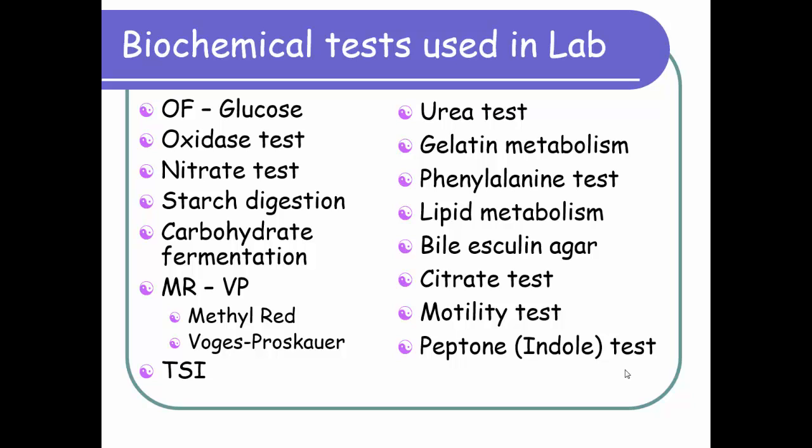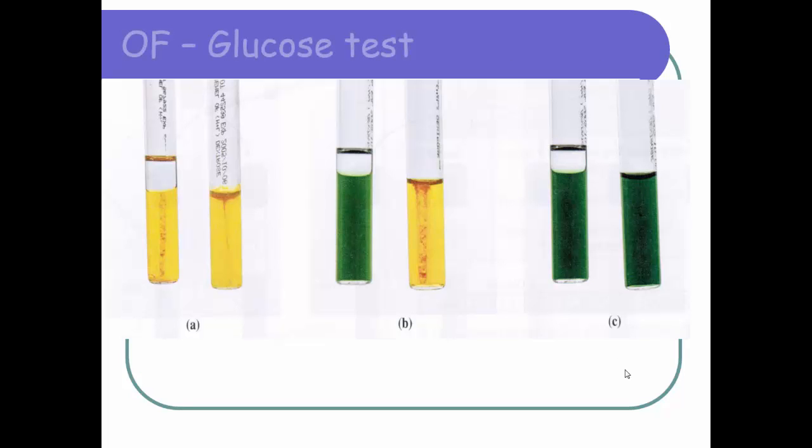And motility test, do the bacteria have the ability to move? We will go through each one of these. These are also repeated in Labs 5 and 6 in the laboratory information. The OF glucose test, or oxidative fermentation test. This uses a tube that has glucose in the media.